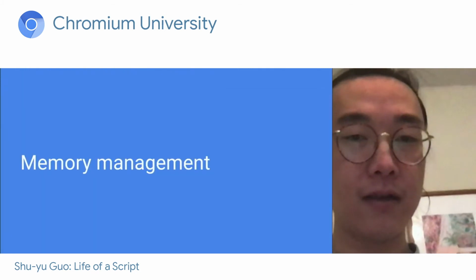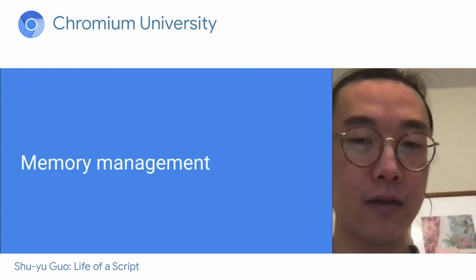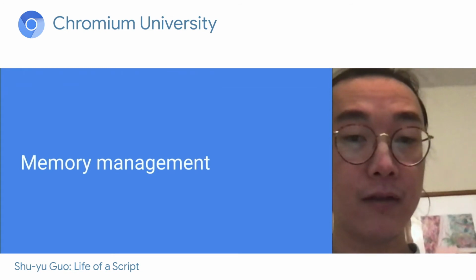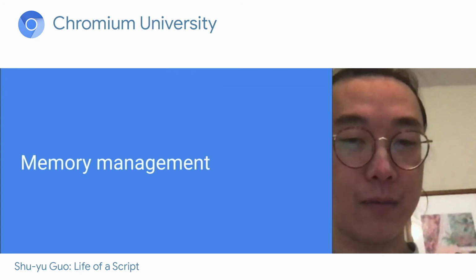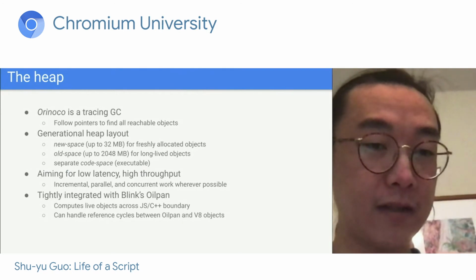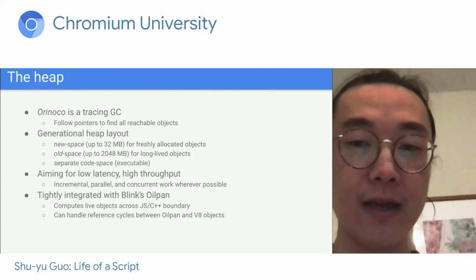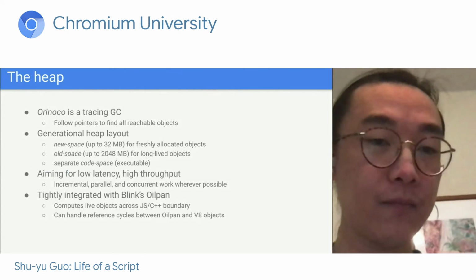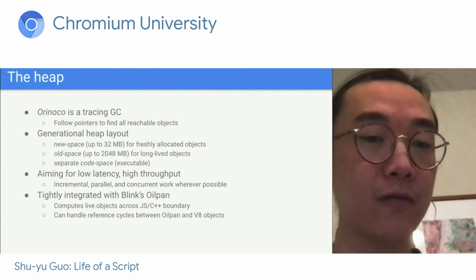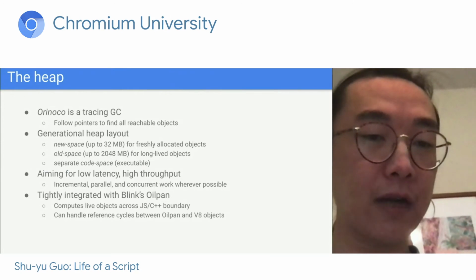Okay, so that is the execution pipeline. Real quick, I'll also cover another important component of V8, which is the garbage collector and memory management. The garbage collector is responsible for allocating and deallocating objects. V8's GC is called Orinoco. It is a tracing garbage collector, which means it follows pointers to find all reachable objects to determine if they are live or not. It is generational. There is a new space of freshly allocated objects. There is an old space of long-lived objects, and there's also a separate code space. It aims for low latency and high throughput.